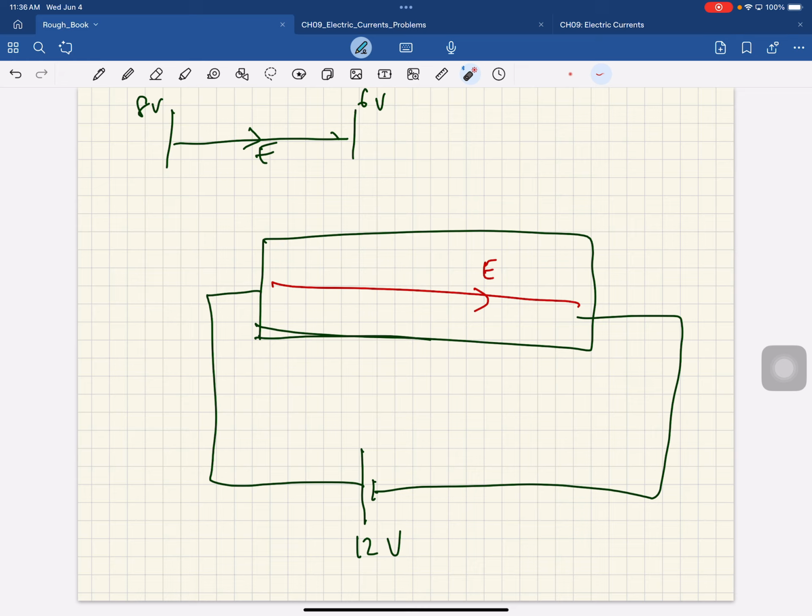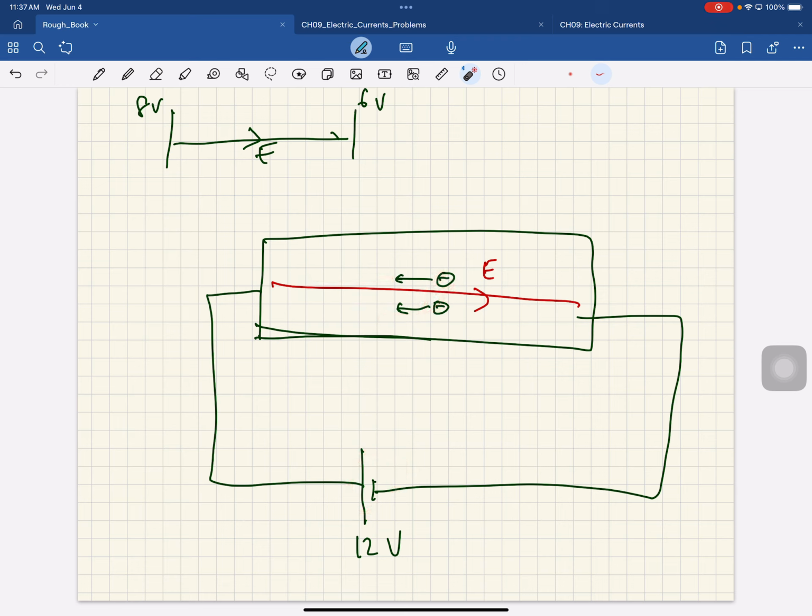Now, if you have an electric field in a metal, what is a metal? It has a bunch of free electrons. These electrons will respond and move in the opposite direction. So as long as a battery is connected, you'll have charges moving. And this is the electric current we're going to talk about in this chapter.